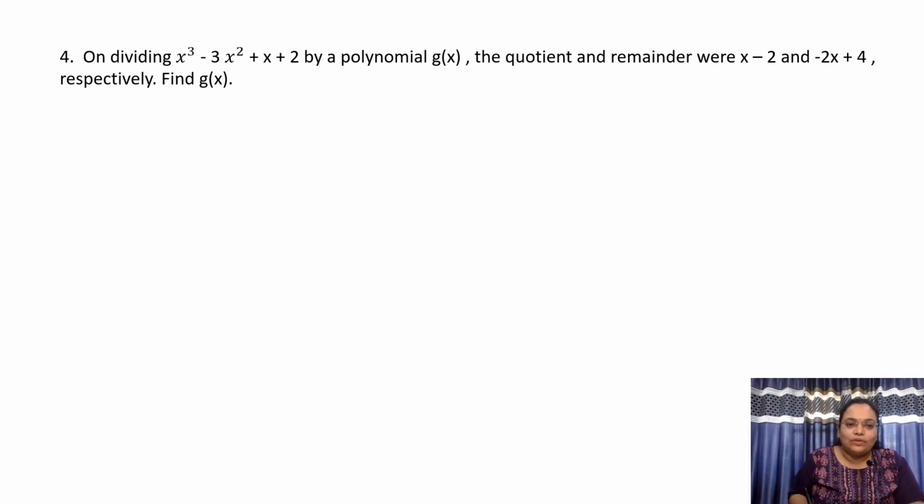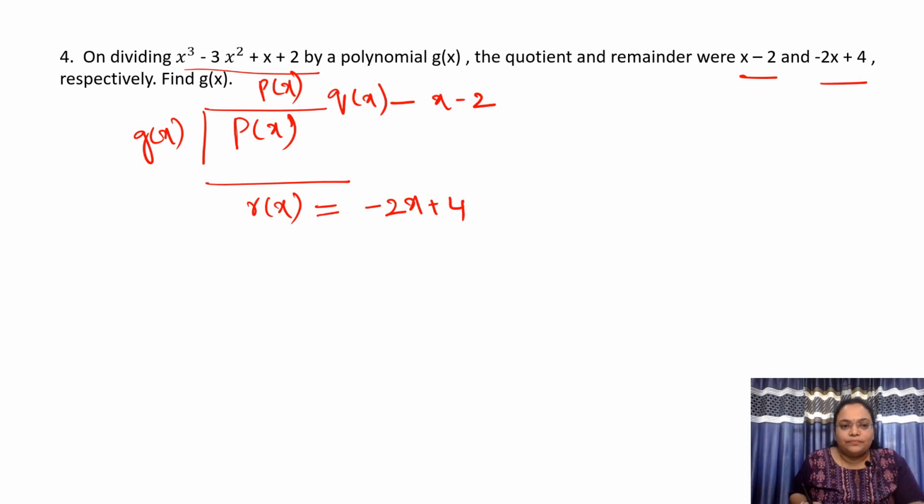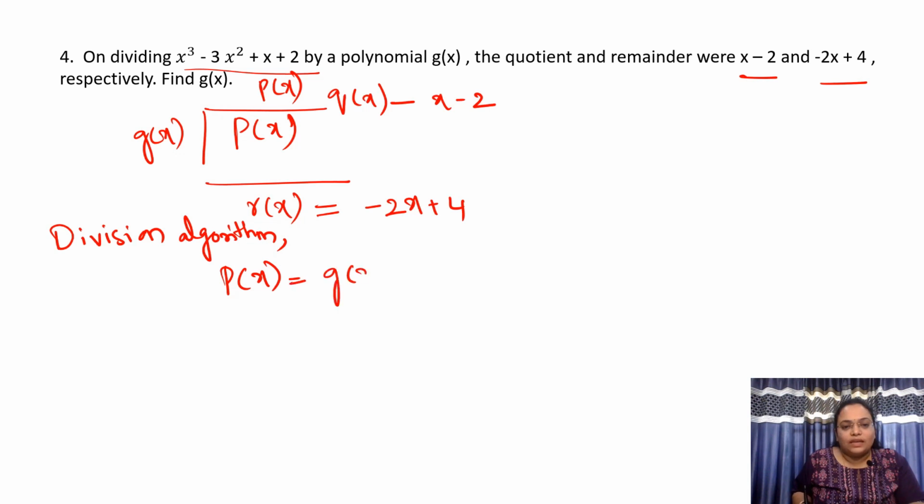So if we take this polynomial as p(x), when you divide p(x) with g(x), the quotient is x - 2 and the remainder is -2x + 4. We need to find g(x). From the division algorithm, p(x) = g(x) · q(x) + r(x). He has given us p(x), q(x) and r(x), so we need to find g(x).